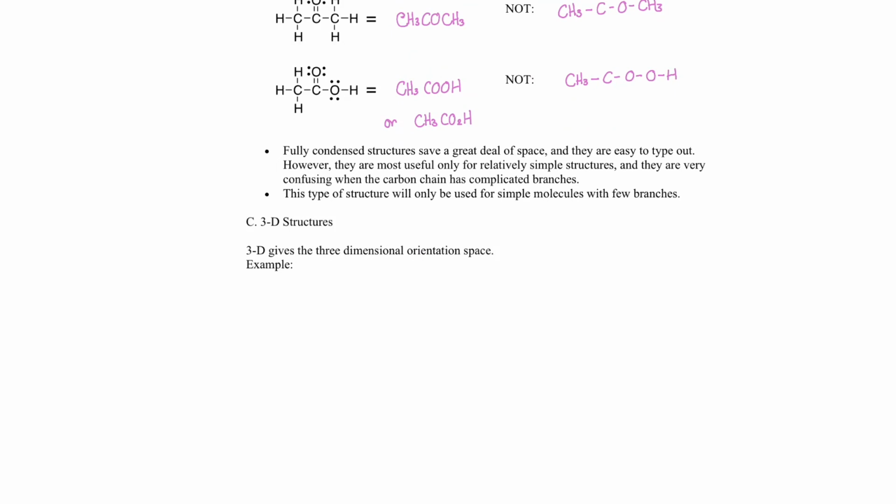In the previous shorthand representations, we don't really have any kind of three-dimensional information. So in OChem, three-dimensional information is pretty important, which is why we also have 3D structures. And these give us three-dimensional orientation space. So let's look at an example.